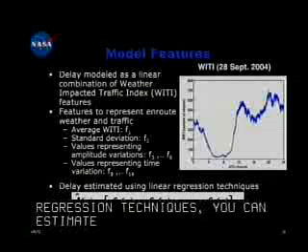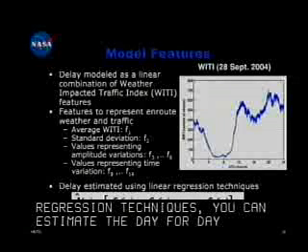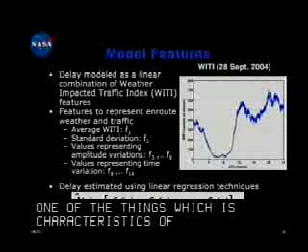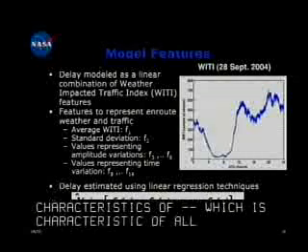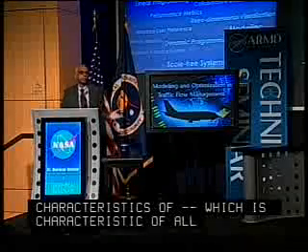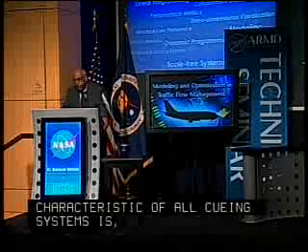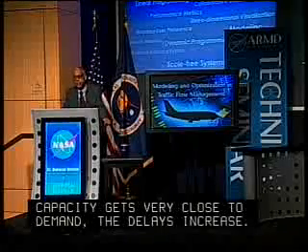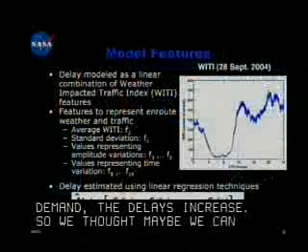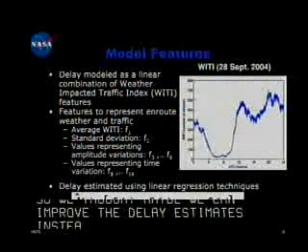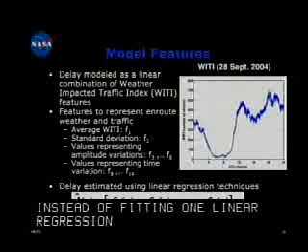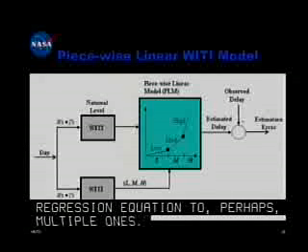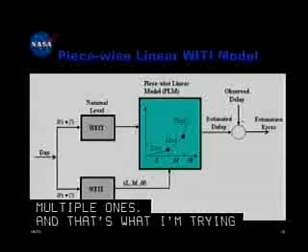Now, we did this using linear regression, and one of the things which is characteristic of all queuing systems is, as the system capacity gets very close to demand, the delays increase. So we thought maybe we can improve the delay estimates by fitting multiple linear regression equations instead of one. Could I have the next view graph, please? And that's what I'm trying to show here, a piecewise linear WITI model.